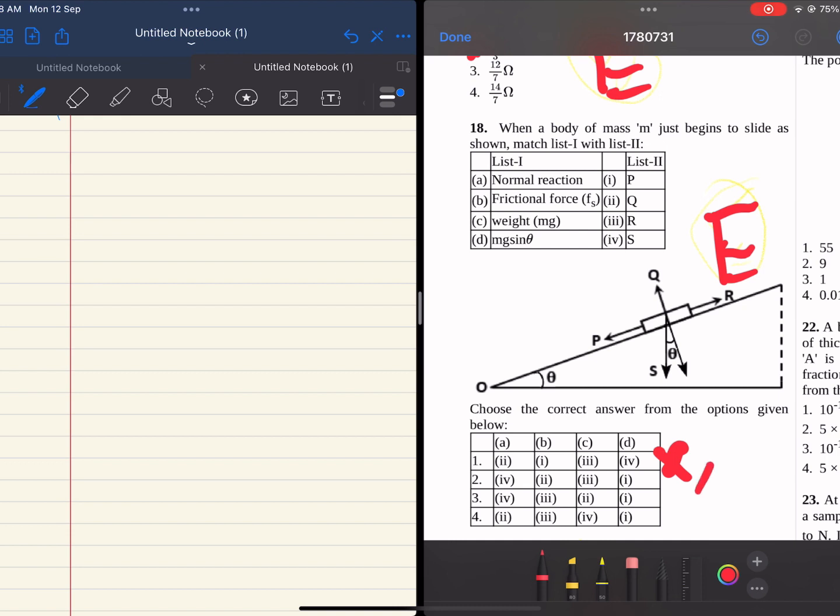So D is option 1. So we have D is 1, and 2, 3 and 4. Option 1 is ruled out.